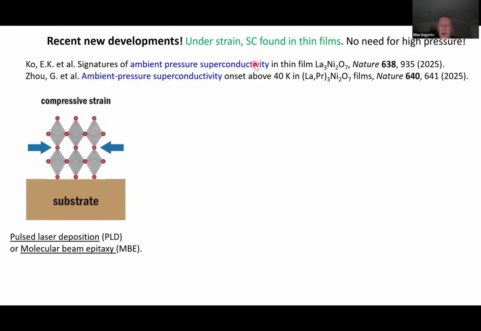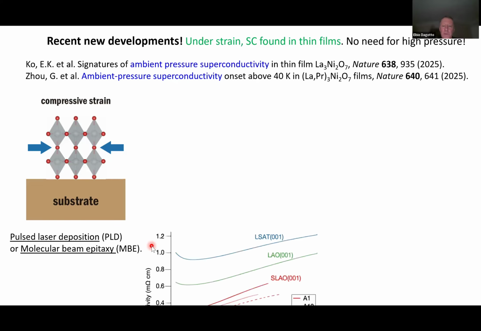The strain that works is compressive strain. There is a cartoon representing the fact that the A and B lattice parameters are being contracted. Consequently, the other one is expanded. The two typical techniques to make these thin films have been employed widely.